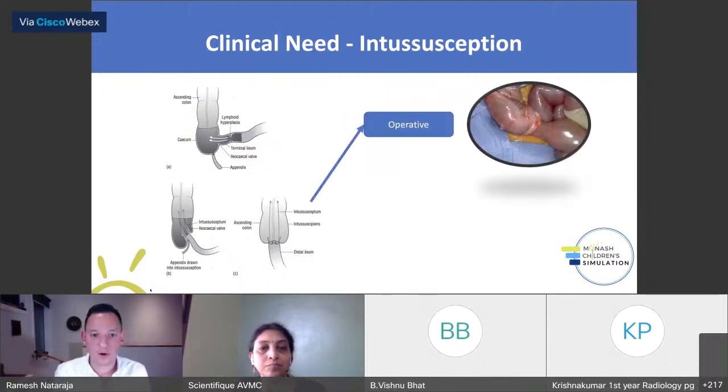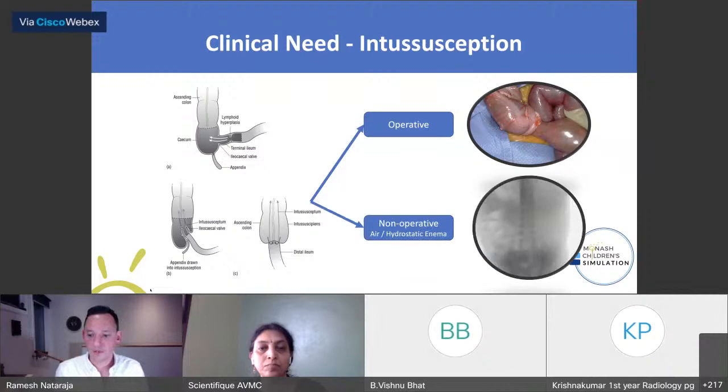And you can treat it with an operation. You can do an operation either open or laparoscopic to remove it, and you can see the bowel intussuscepted there. But what we're doing in high-income countries now is an air enema, where we put air up the bottom and we push the bowel back the other way by inflating the air. That can be done with water, hydrostatic, or air. We tend to use air enema primarily in our setting. And in our setting at Monash Children's Hospital, 90% of children will have an air enema and the intussusception will go back. So for a lot of children, it's now becoming a non-operative way to treat this.